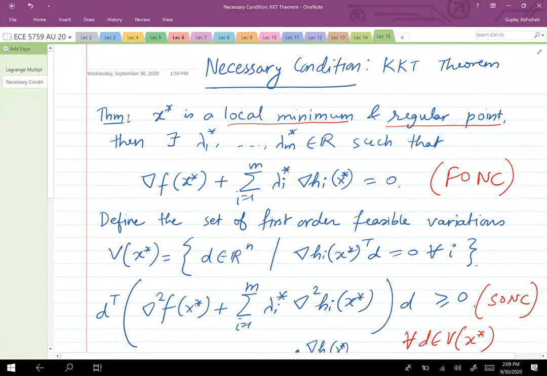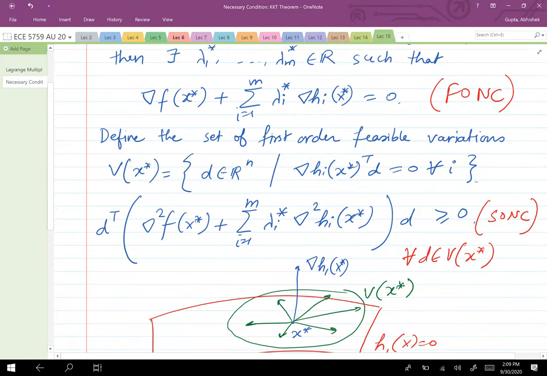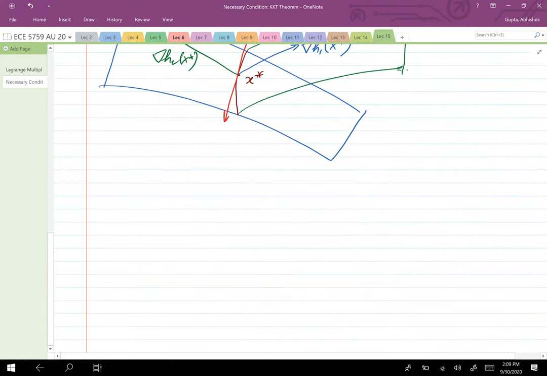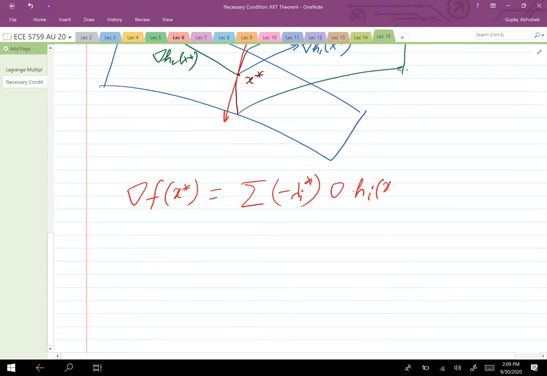So let's look at what this necessary condition is saying. It says that for some choice of lambda 1 star to lambda m star, the gradient of f at x star becomes linearly dependent with the gradient of h_i at x star. So if I rewrite that equation, it is gradient of f at x star equals summation of minus lambda_i gradient of h_i at x star, i equals 1 to m.